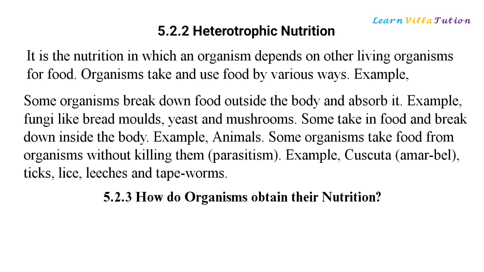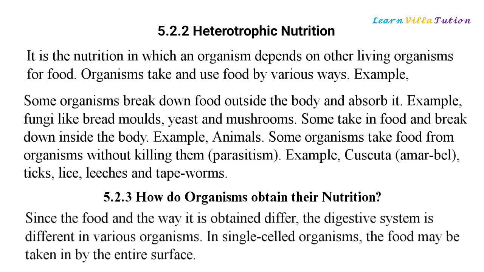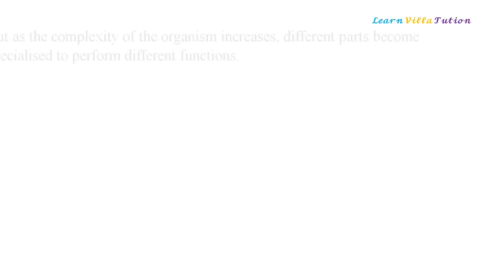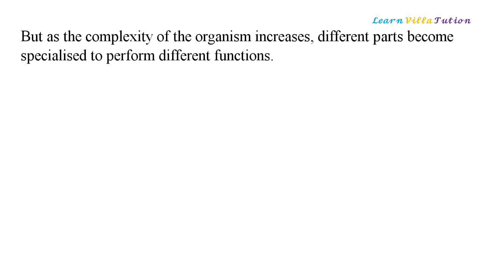How do organisms obtain their nutrition? Since the food and the way it is obtained differ, the digestive system is different in various organisms. In single-celled organisms, the food may be taken in by the entire surface. But as the complexity of the organism increases, different parts become specialized to perform different functions.